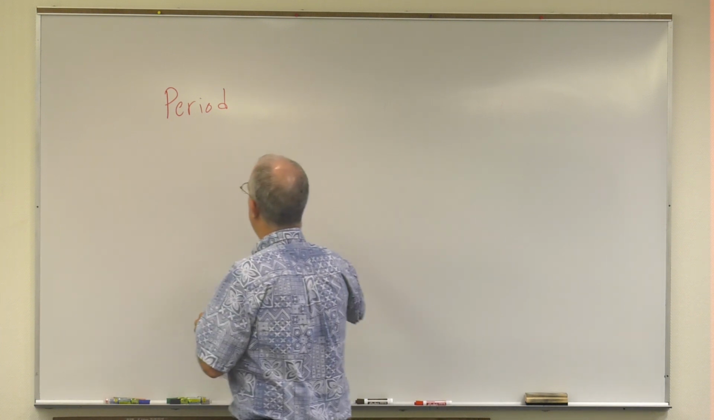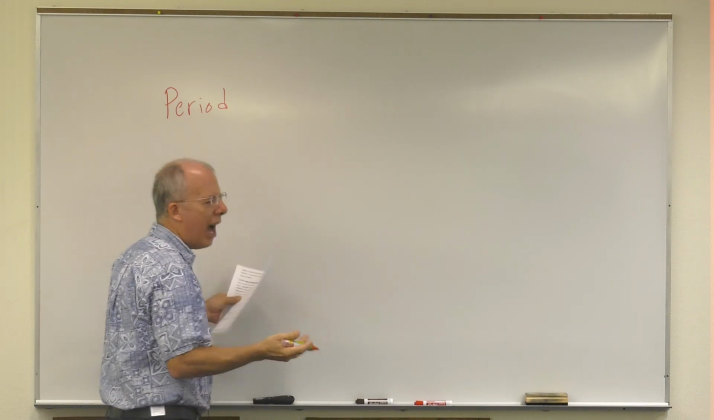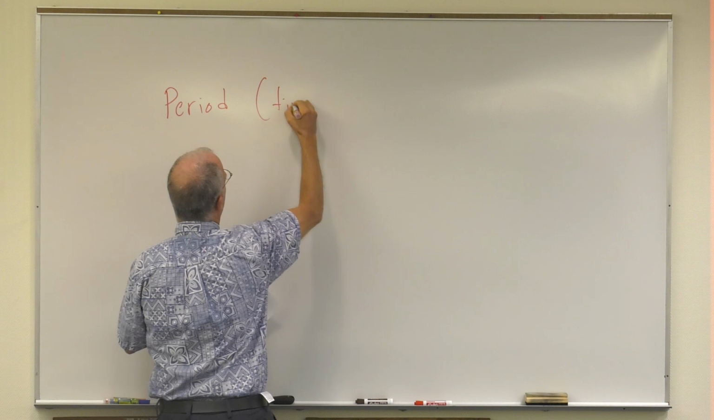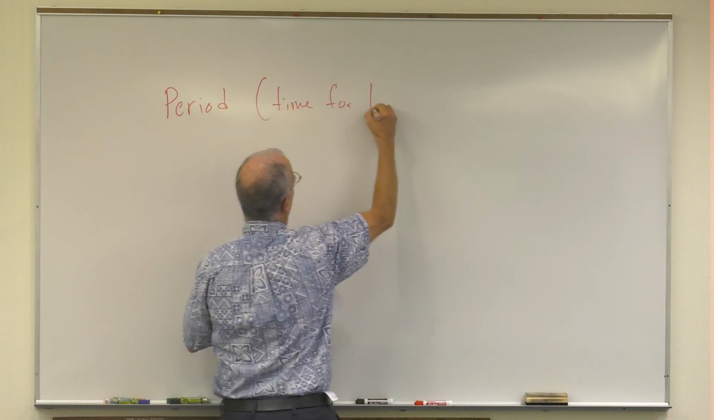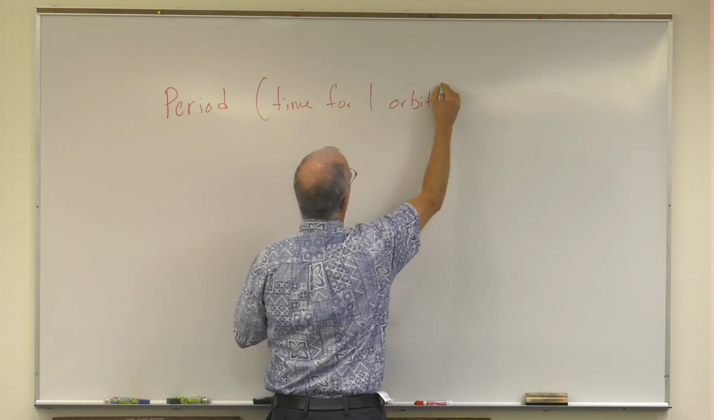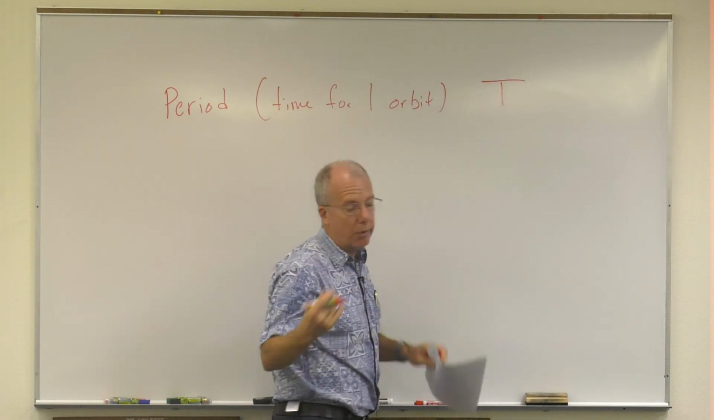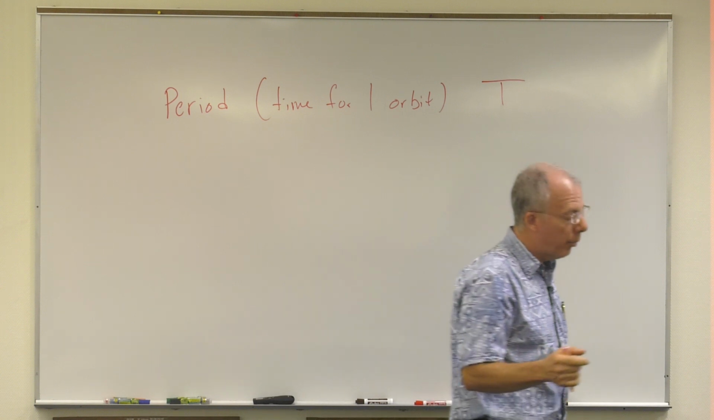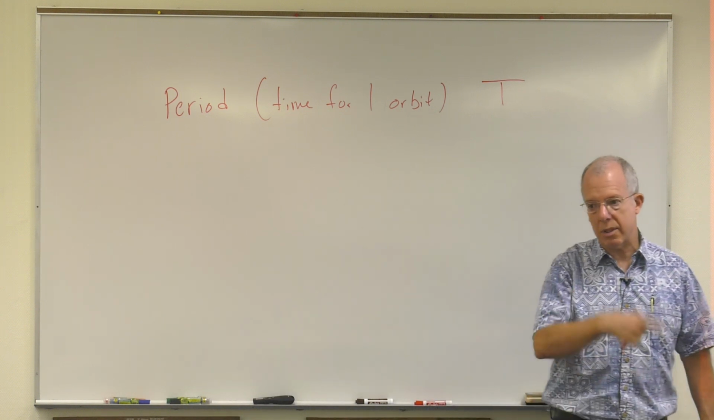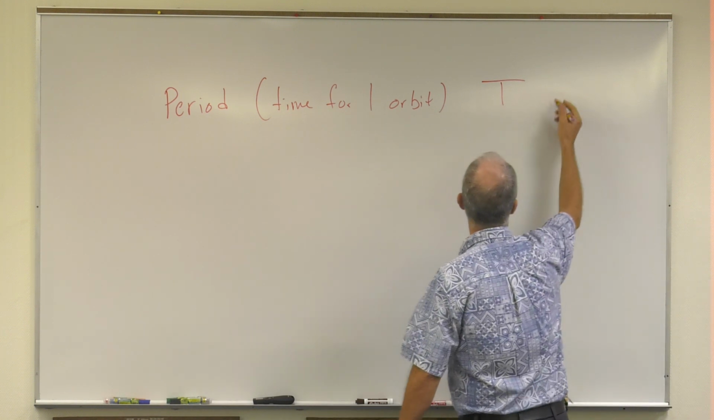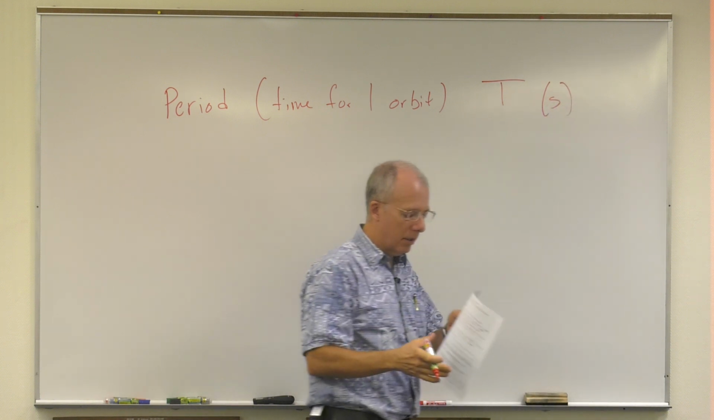Now, the period, so it's a time, right? Time for one orbit or whatever you want to call it. So they use uppercase T, which is actually great because it's a time, but it's a special time, right? It's a time for one cycle. So uppercase T. And of course, the units are seconds because it's time.